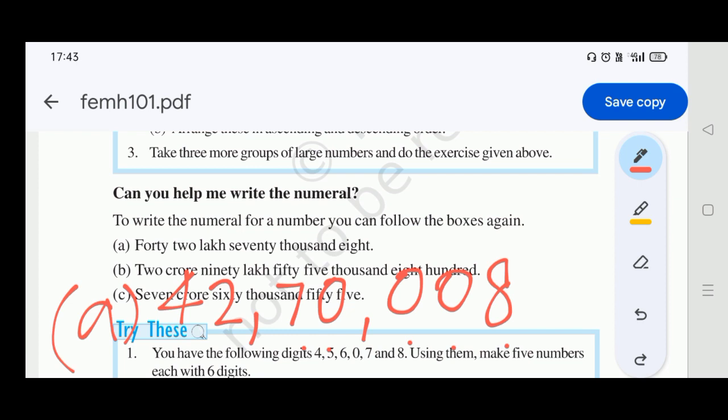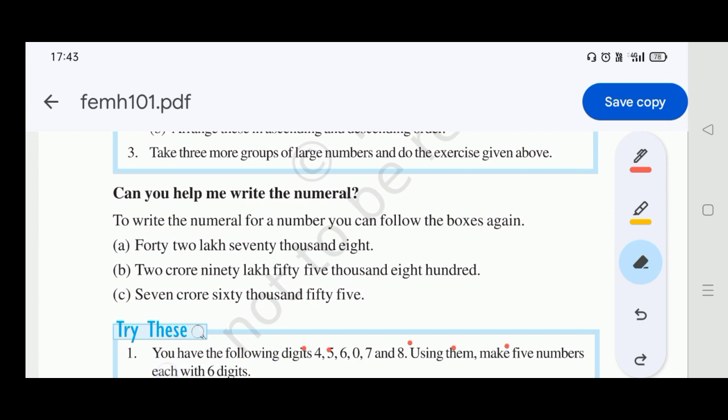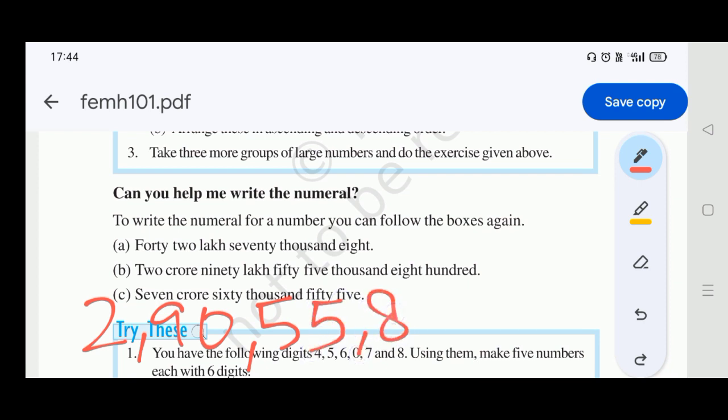Similarly, we shall write for B also. It is 2 crore 90 lakh 55,800. So for B, the answer is 2 crore 90 lakh 55,800.